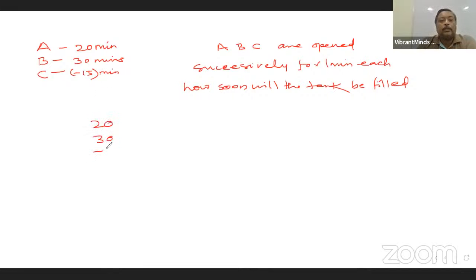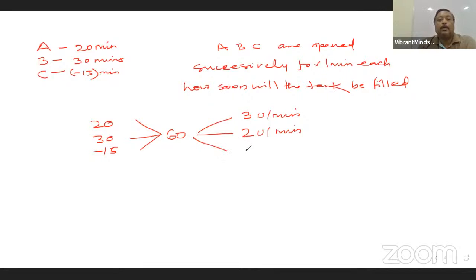20, 30, minus 15. The LCM is 60. 30 is not divisible by 20, but 15. 60 is divisible by 20 also, and 15 also. So this is 3 unit per minute. This is 2 unit per minute. And this is minus 4 unit per minute.